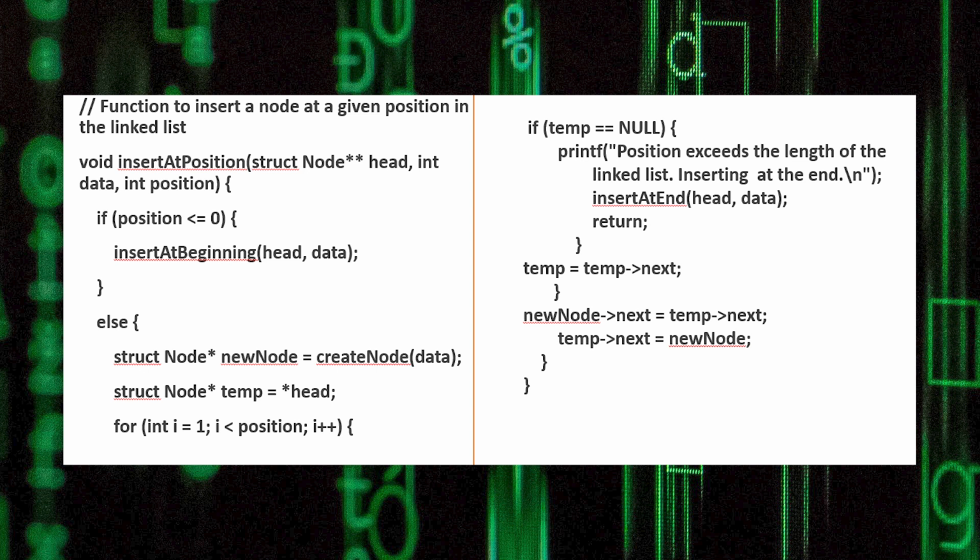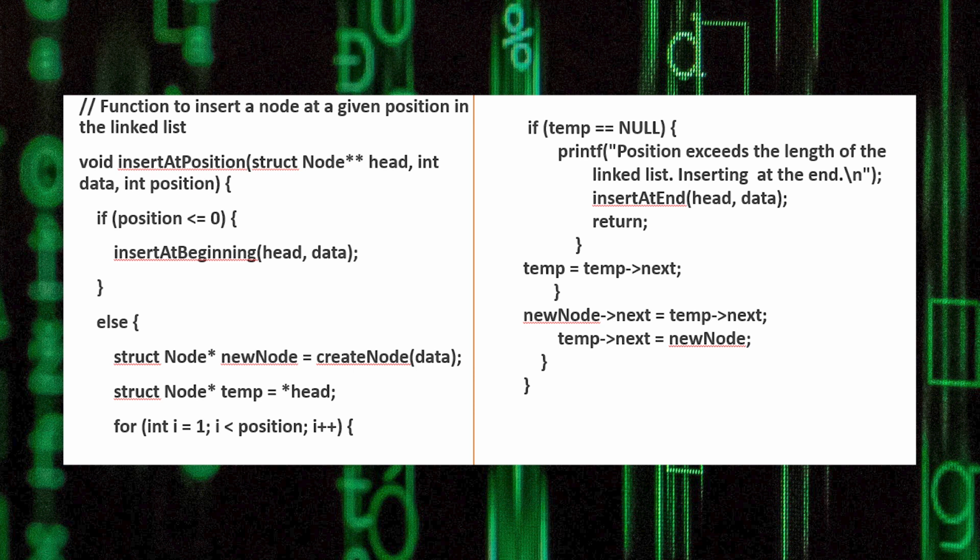Otherwise, if I am not inserting at the beginning, it will go to the else part. Here in the else part, a new node of type struct node pointer will be assigned the result of create node with data. So, I am calling the function create node, passing the value of data, and whatever it returns will be pointed to by new node. After this I am taking a temp variable, and this will be assigned the value of head. Here I am taking one loop. The loop starts from i equals 1, i less than position, and i plus plus.